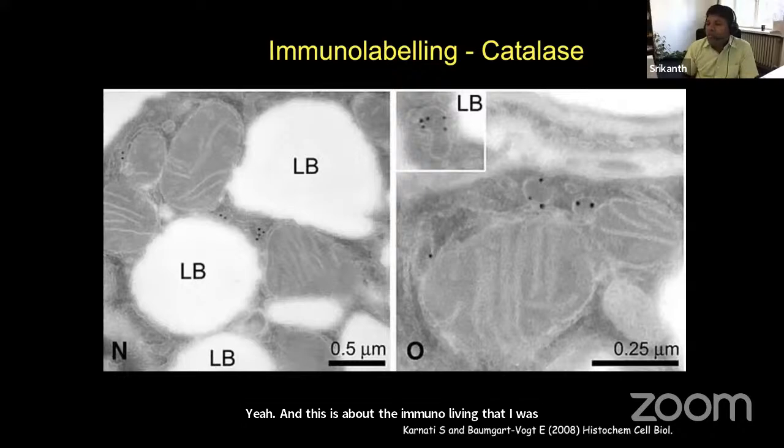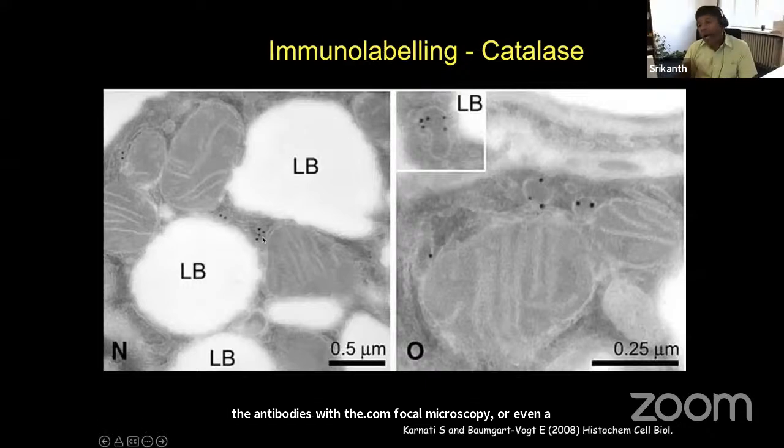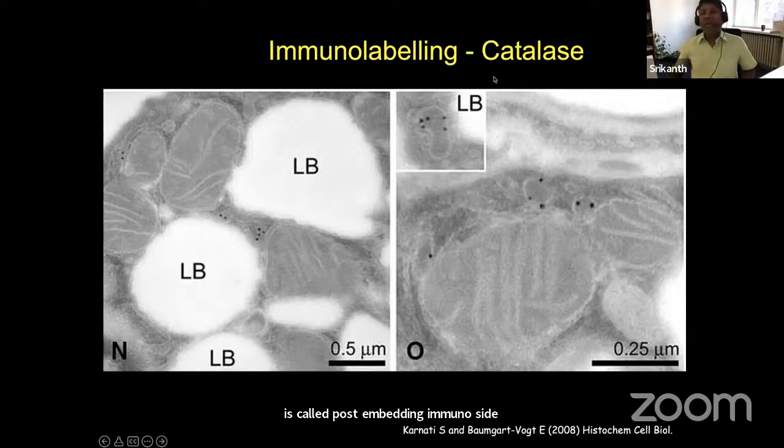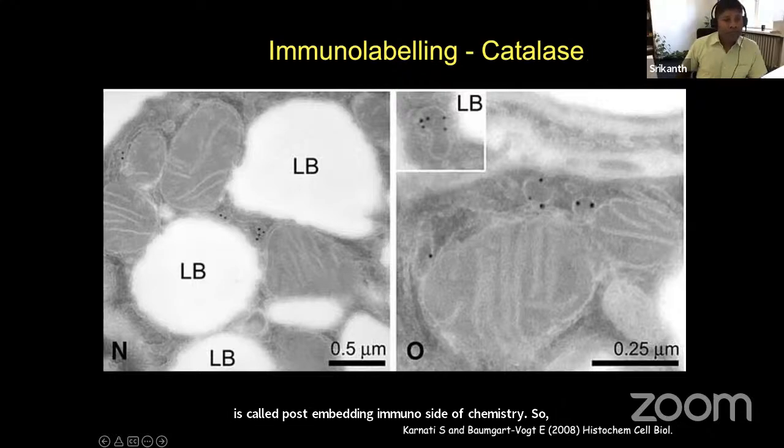Yeah, and this is about the immunolabeling that I was talking about before, where you generally do the labeling of antibodies with confocal microscopy or immunofluorescence. In a similar way, you can also do the labeling at the electron microscopic level. It's called post-embedding immunocytochemistry. The typical marker for peroxisomes is catalase. What you can see is mitochondria, very beautiful, and you can see a nice peroxisomal membrane, 1, 2, 3, clearly labeled with catalase gold particles.